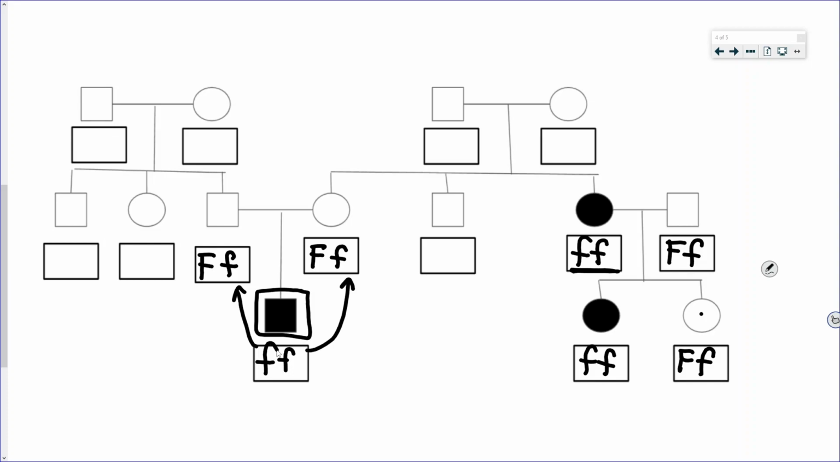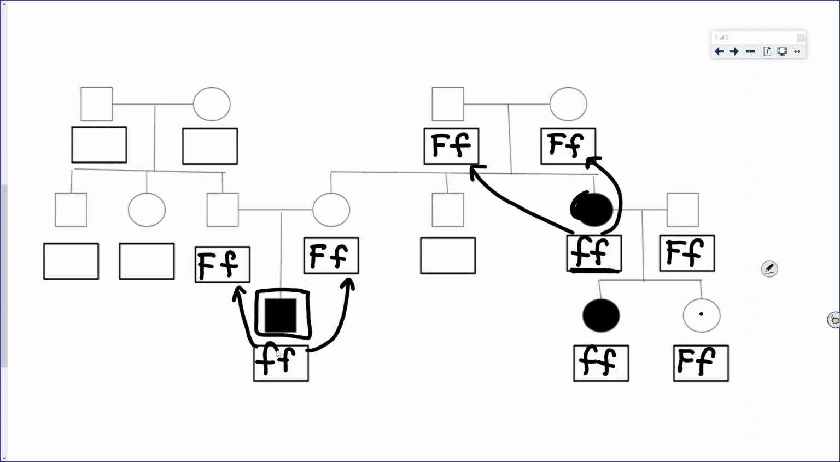I'm going to use the same logic when I go from this child to its parents. I know that its parents must both have a capital and a lower, for the same logic that I used before. The two lowers from this daughter must have one from each parent, just like that.